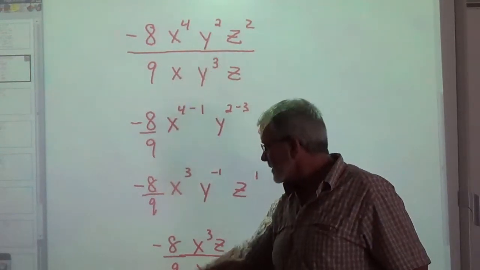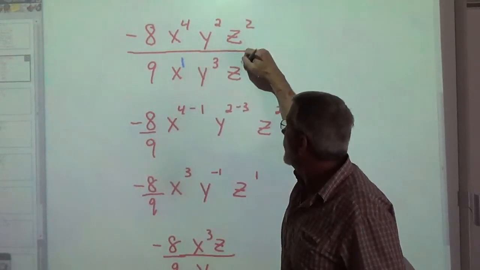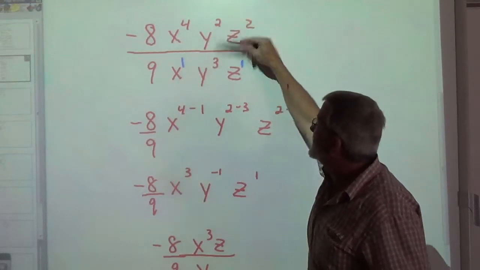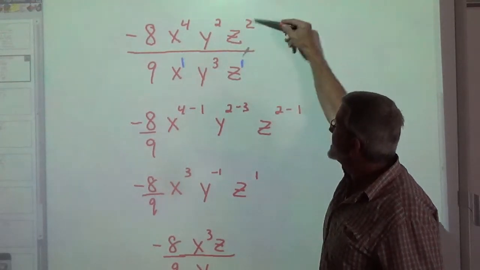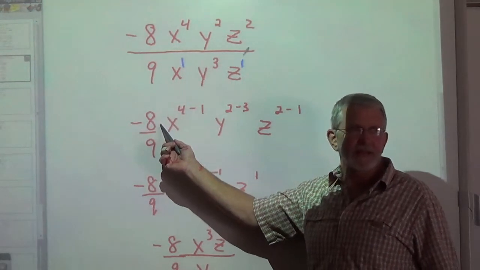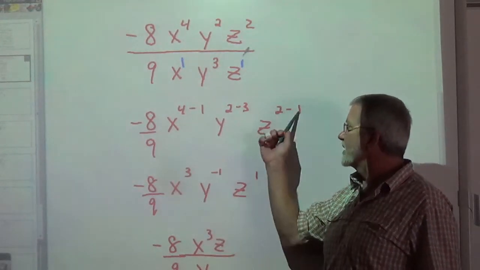There's a missing 1 there, an implied 1. There's an implied 1 here also. So this is going to be x to the 4 minus 1, y to the 2 minus 3, z to the 2 minus 1. Simplifying this arithmetic of real numbers, 4 minus 1 is 3, 2 minus 3 is negative 1, 2 minus 1 is 1.